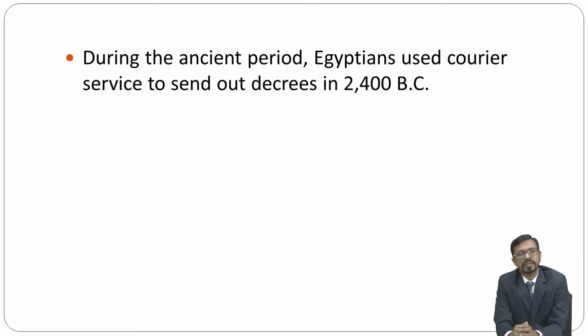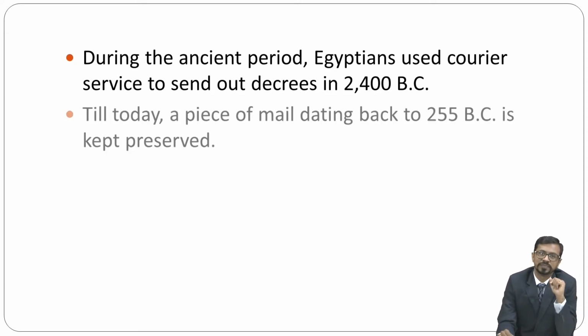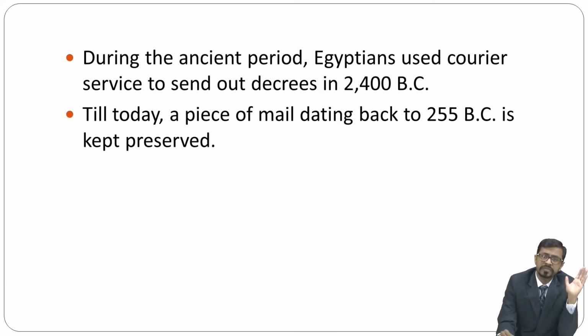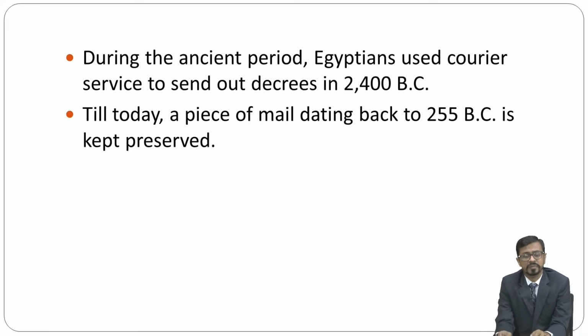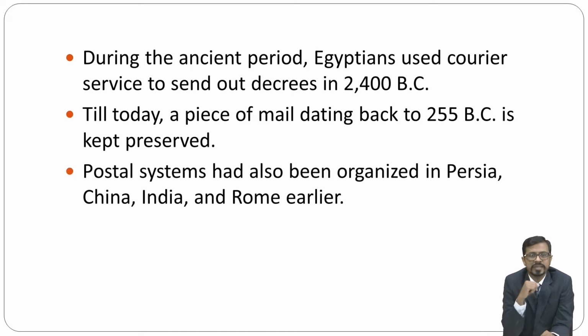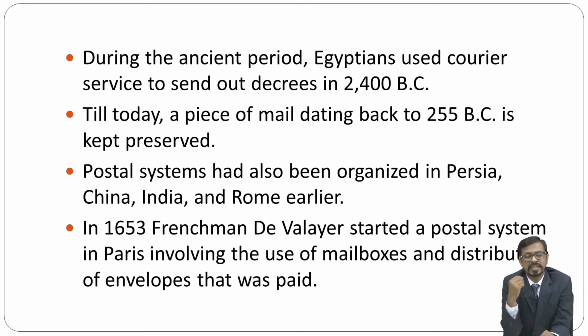During the ancient period, Egyptians used a courier service to send out decrees in 2400 BC. Till today, a piece of mail dating back to 255 BC is preserved. Postal systems had also been organized earlier in Persia, China, India, and Rome. In 1653, Frenchman de Valère started a postal system in Paris involving the use of mailboxes and distribution of envelopes that was paid.